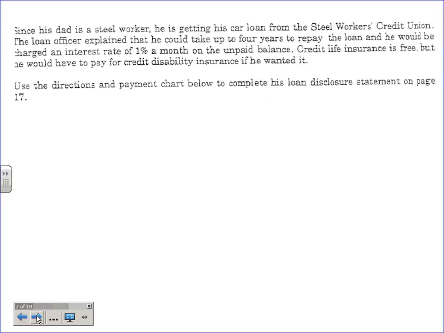And then the only other thing we're going to be able to get done today is, we're going to talk about this real quick. His dad is part of a credit union, and that loan officer has offered him something else, an interest rate of 1%, but it's only on the unpaid balance. That's how a lot of them actually are right now. He could get credit life insurance for free, but he'd have to pay for credit disability insurance if he wanted. Basically, if he became disabled, couldn't work, and couldn't make the car payments, that would take care of that. We have different words for that now. So let's see what we can do.